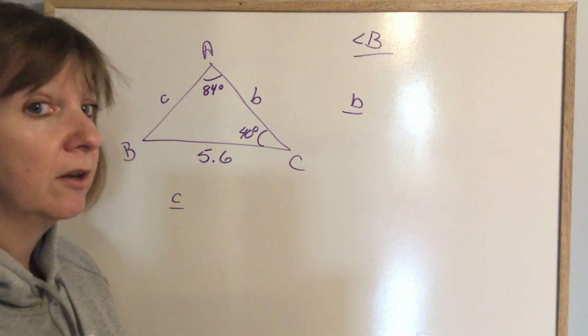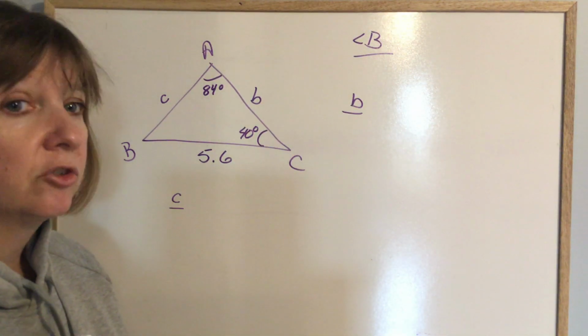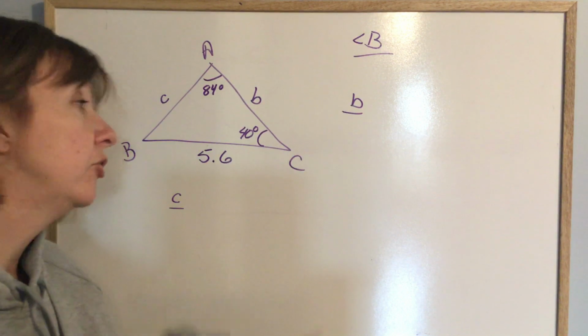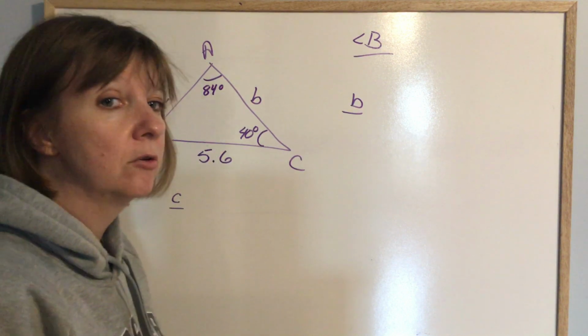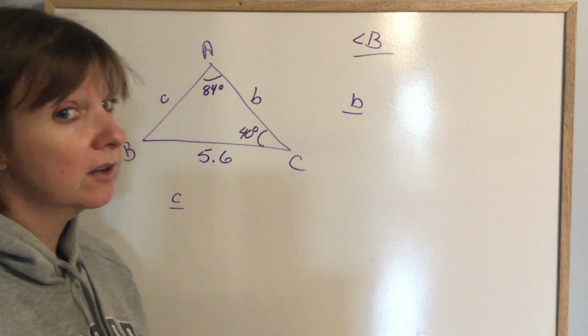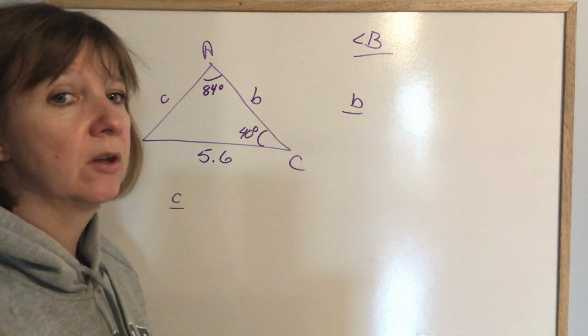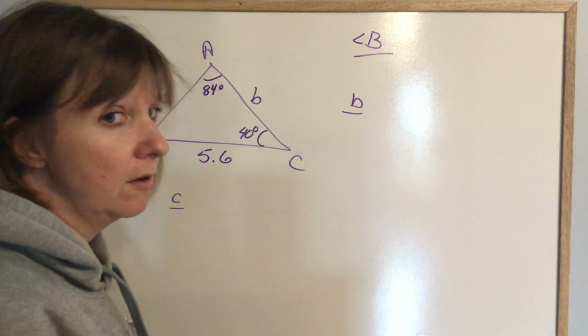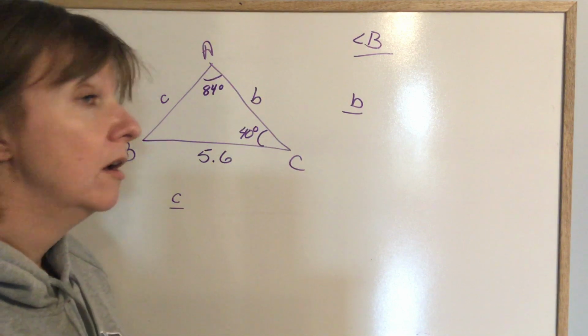How you go about it is up to you. The only thing is you can't use SOHCAHTOA, because you do not know that this is a 90-degree triangle. They did not tell you that one of the angles was 90 degrees, so you cannot make the assumption that one of them is.